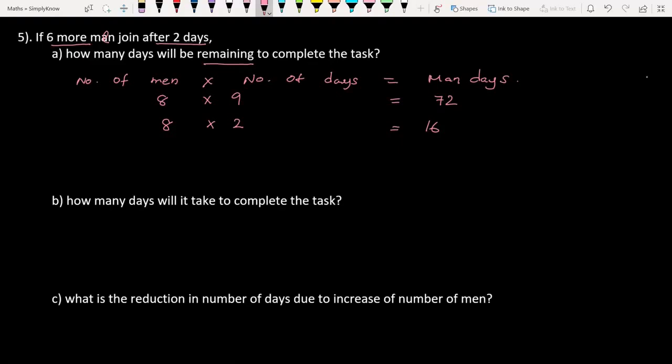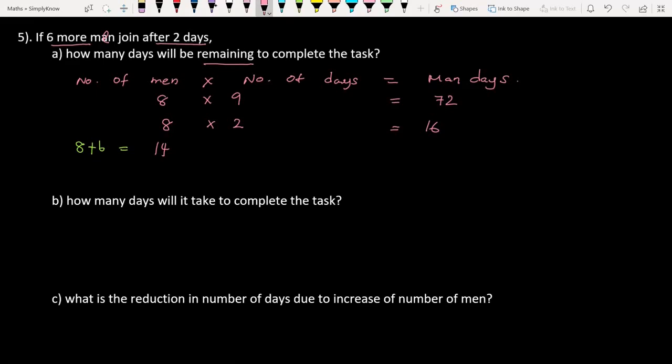So after 2 days, what will happen? Our number of men will become 14. Why? Already we have 8 men and 6 more men join. 8 plus 6 becomes 14.